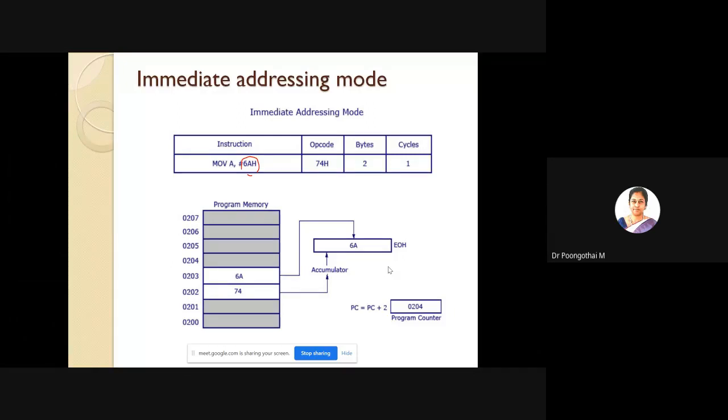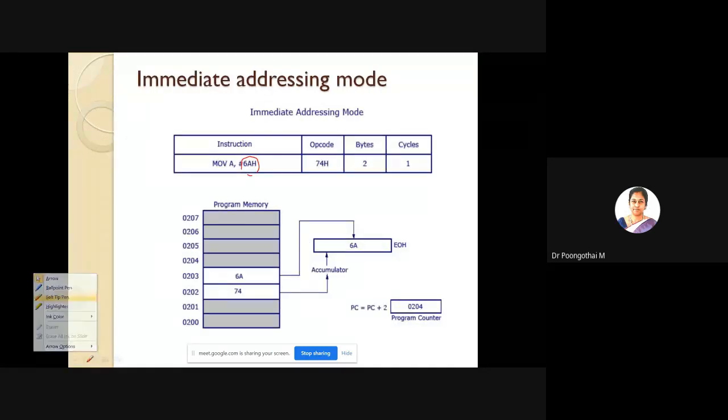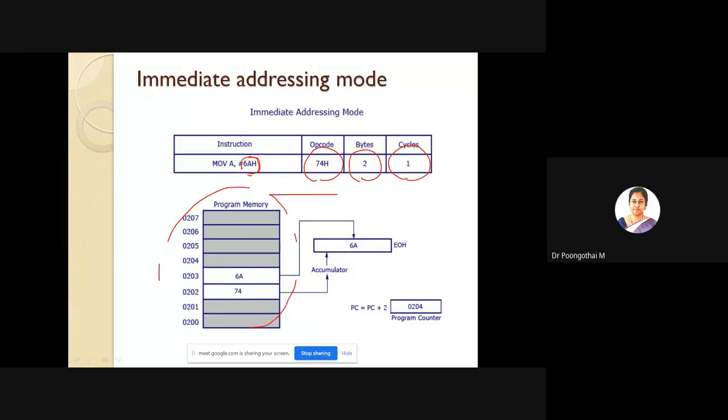Actually, the opcode for this particular instruction is 74, and it takes 2 bytes of memory, and one machine cycle is required to execute this instruction, move A comma hash 6A. So 2 bytes means 1 byte is for the opcode, and another byte is for your 8-bit data. Here you can see this table, that is the particular program memory. One byte is for opcode, the other one is for your immediate data.